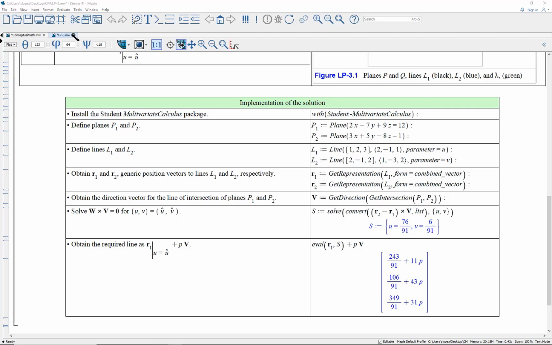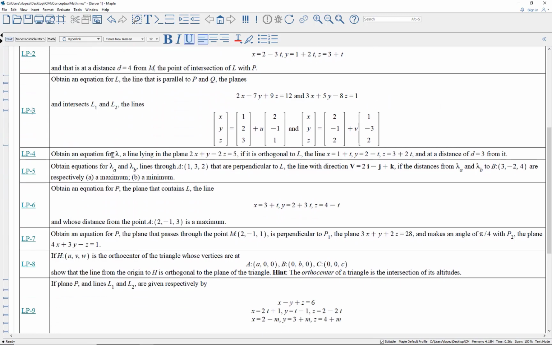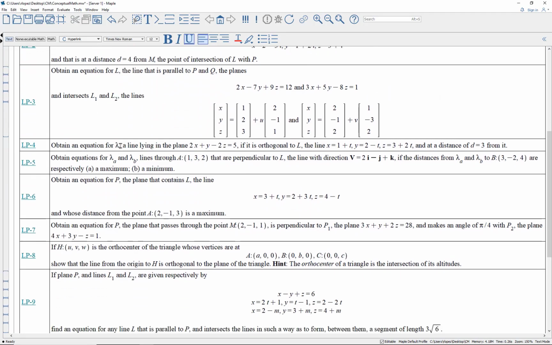Here is either think of it as parametric or think of it as position vector representation for the line that we're looking for. Now, for a fourth example, we are looking for the equation of a line that lies in a given plane if it, that is this line, is orthogonal to L, the given line, and at a distance 3 units from it.